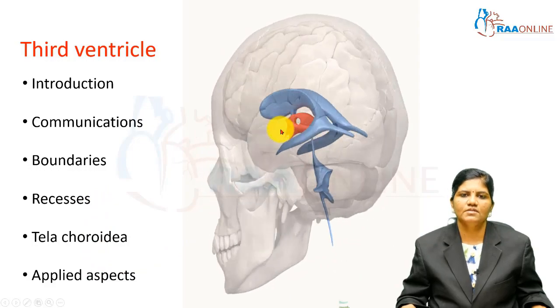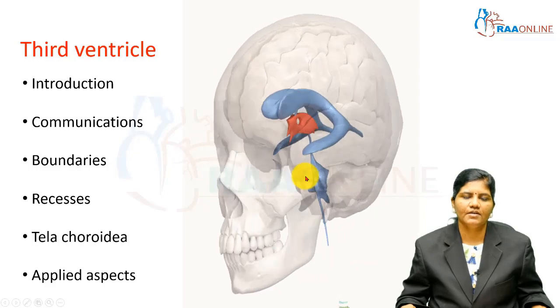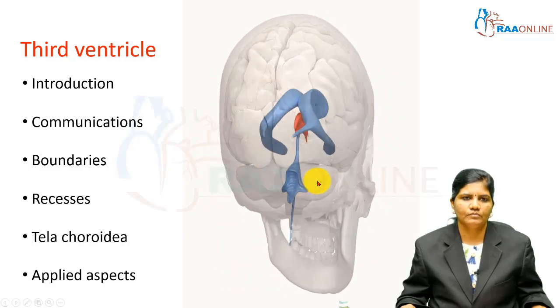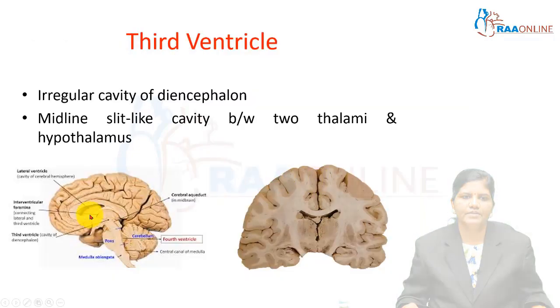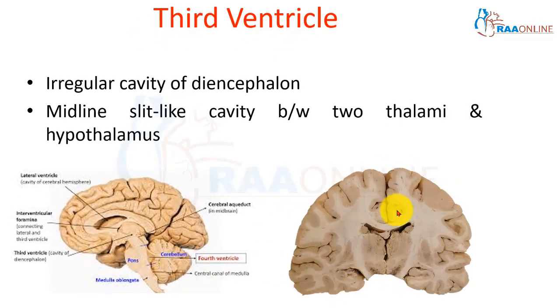So in this is the third ventricle. This is the connecting ventricle between the lateral ventricle above and the fourth ventricle below. This is the sagittal section of the brain and this is the coronal section of the brain. It is an irregular cavity of the diencephalon, like a midline slit-like cavity.